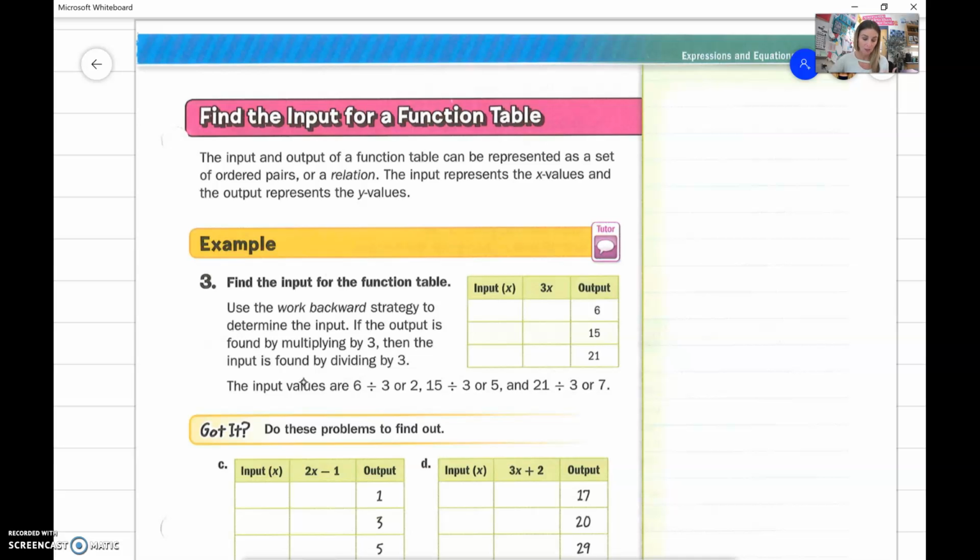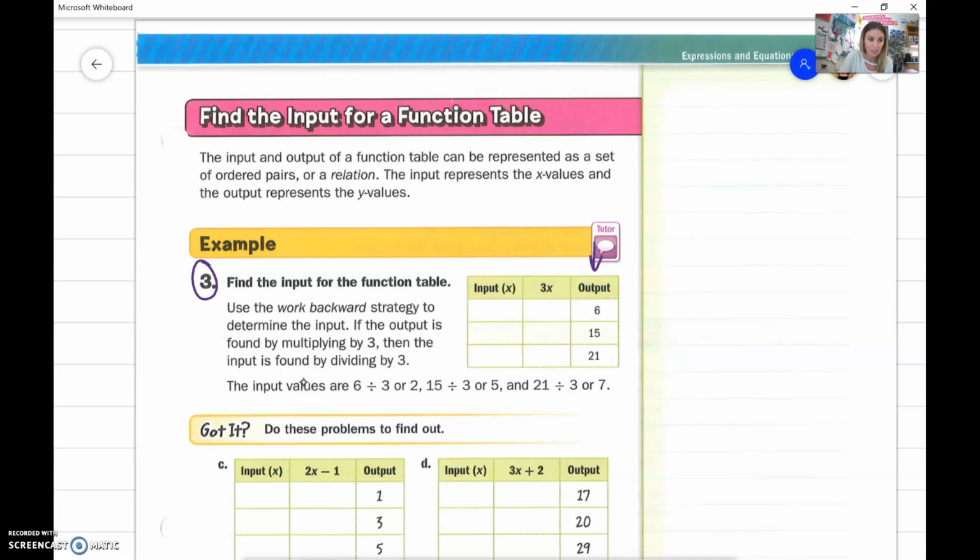So now what's going to happen is we are just going to be working backwards. It's going to give us our output, but we have to work on getting our input. Notice that our input is multiplying by 3. Well, if we have to work backwards, what is the opposite of multiplying by 3? It is dividing by 3.